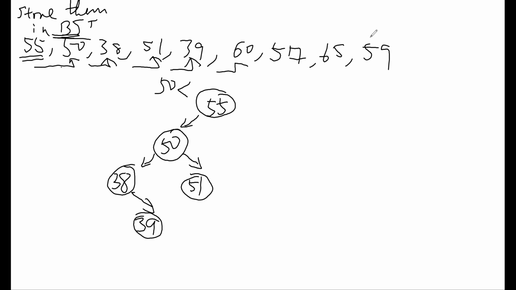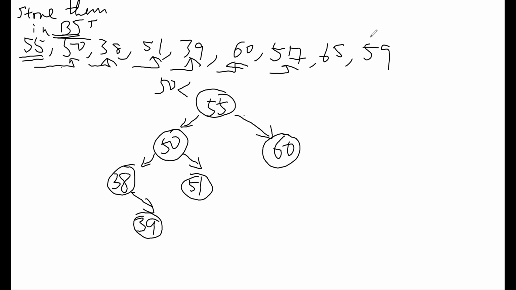And then you move to 60. Same thing, start from the very top. It's greater than, so it should go to the right part. So you have a node created and you store it here. Okay, 60.